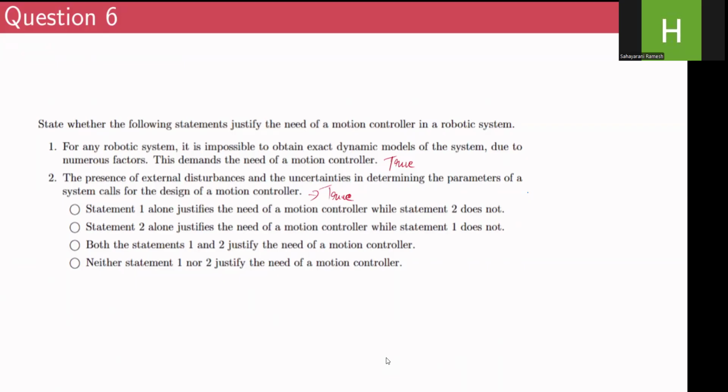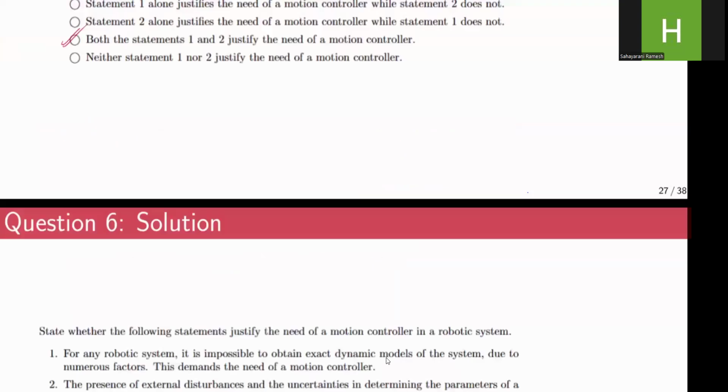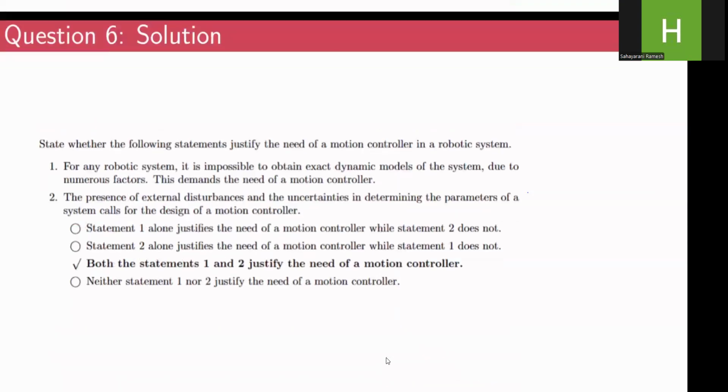From the following options, we have to select an option that says both statements 1 and 2 are true. So I guess it's option C, both statements 1 and 2 justify the need of a motion controller. That's also actually true. So yeah, option C is again true.